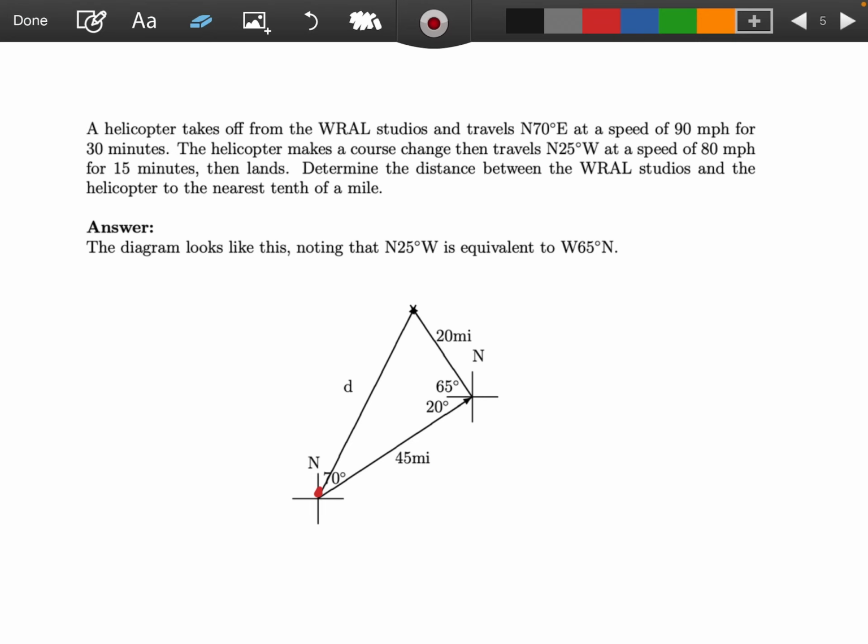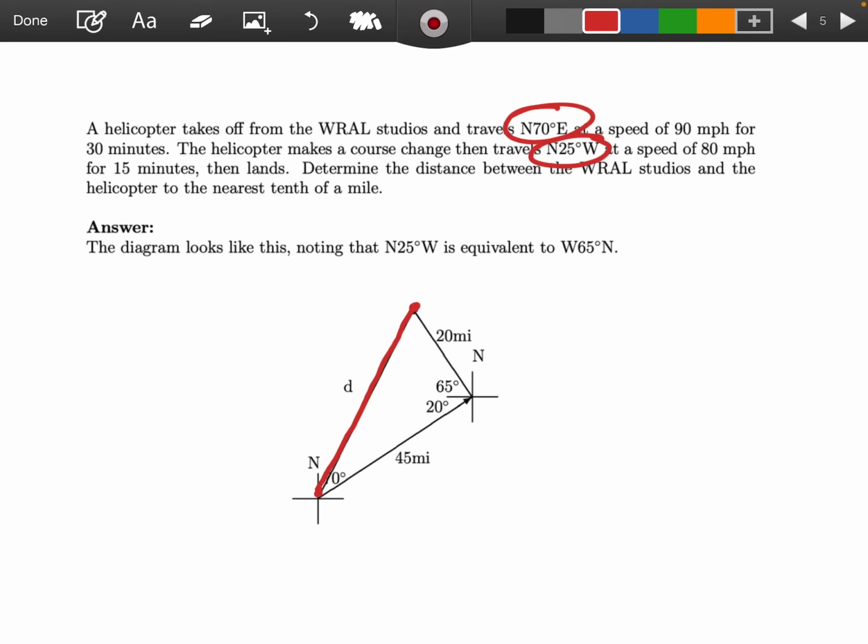So I am looking for the distance from where we took off here to where the helicopter landed here. So I want this distance here. What I really want to talk about are these two things here. We've got north 70 degrees east.